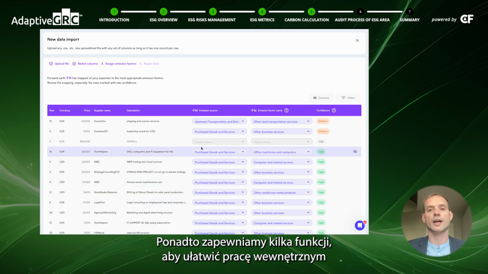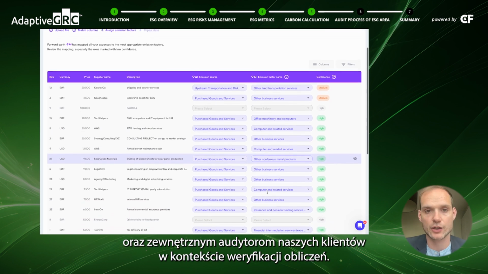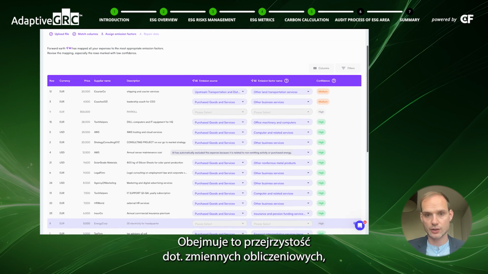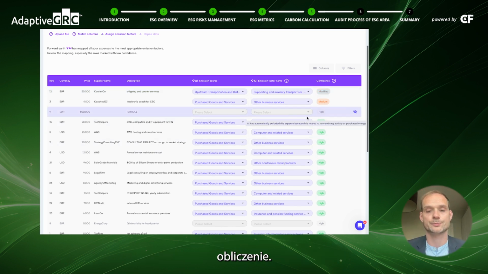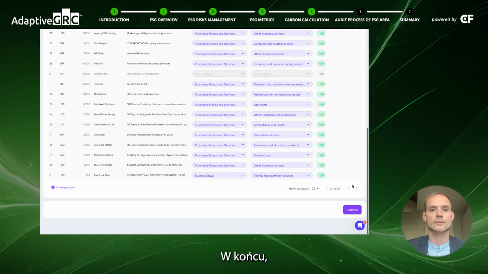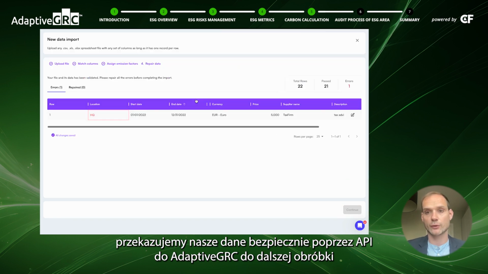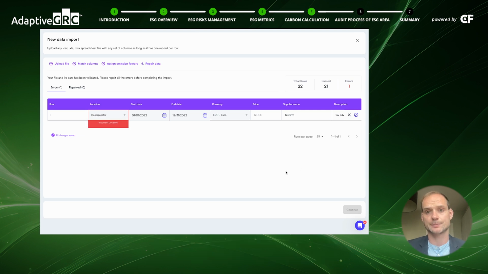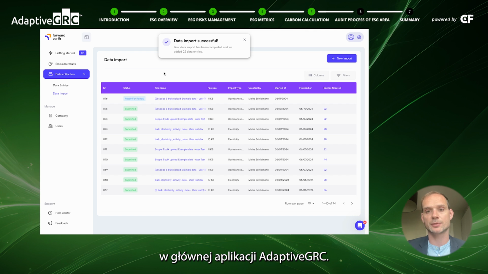We furthermore provide several features to make it easy for internal and external auditors of our customers to verify the carbon calculations. This includes transparency on the variables of the calculation, as well as workflows to reconcile each individual calculation. Lastly, we transfer our data securely via API to AdaptiveGRC for further processing and filling the ESG reporting as well as the auditing process. Łukasz will now show how the auditing process is managed in the AdaptiveGRC main app.